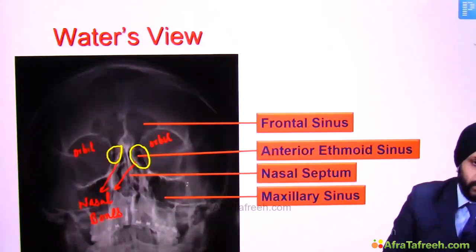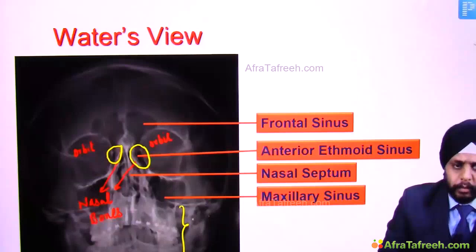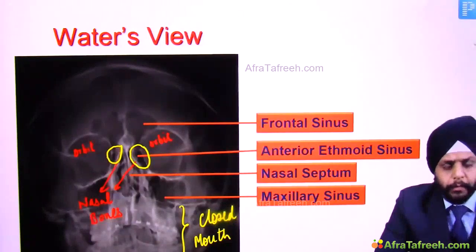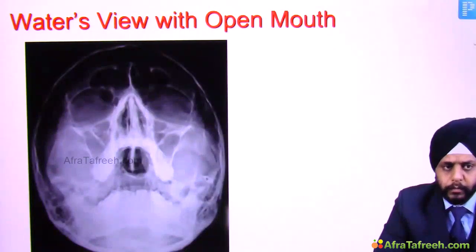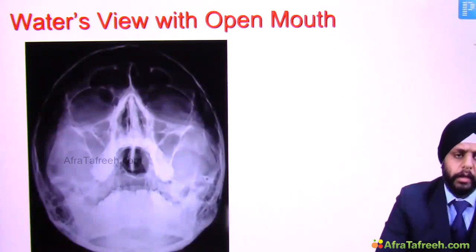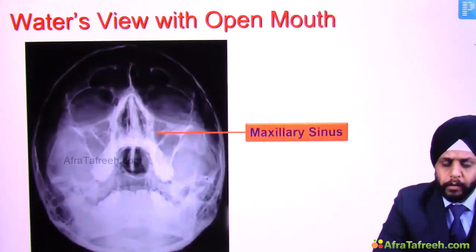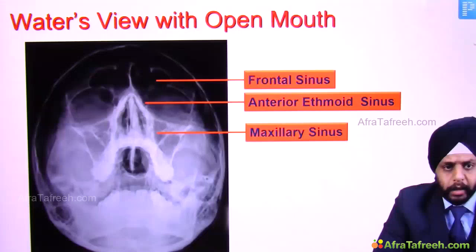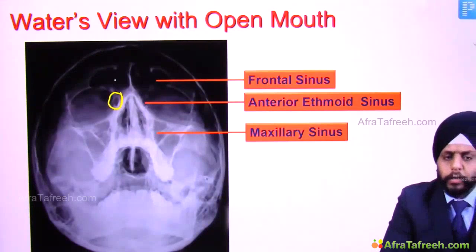Now notice one thing in this X-ray: the patient's jaw is closed. This patient is doing the X-ray with a closed mouth. Suppose I repeat this X-ray with an open mouth. So you see we have done the Waters view with an open mouth. Now what can we see? Again, we can see the maxillary sinus, the frontal sinus, and the anterior ethmoid cells. Look on this side also, you can see this anterior ethmoid cell.